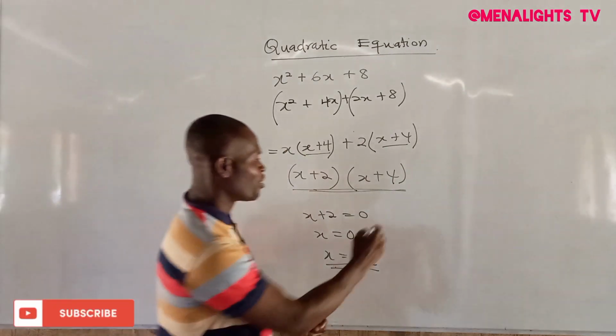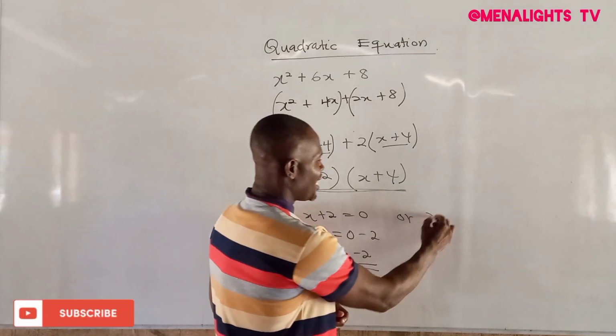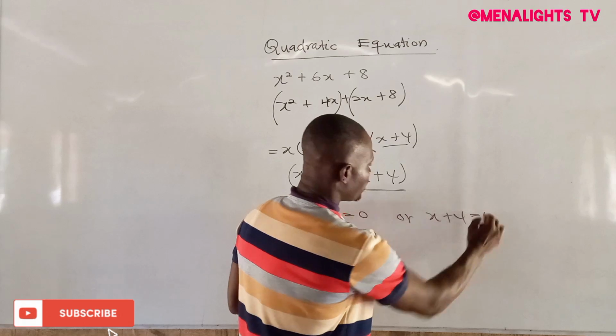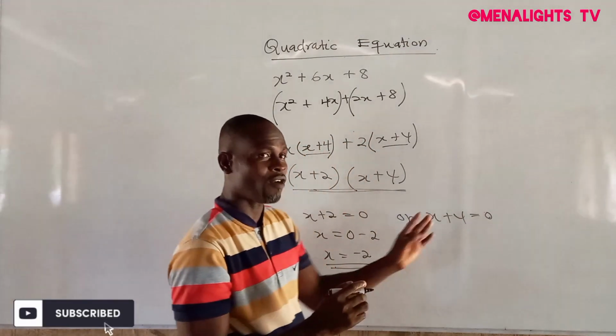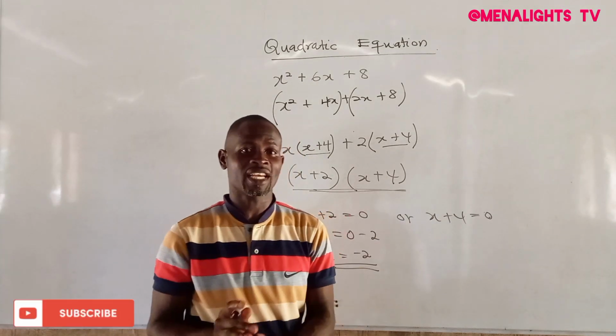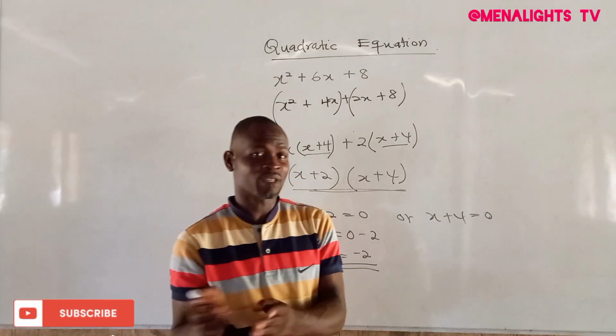Now we come to the second one, x plus 4 is equal to 0. Then you group the like terms together. The 4 has to go to where the 0 is. The 4 here is positive. When you go to where the 0 is, it becomes what? Negative.